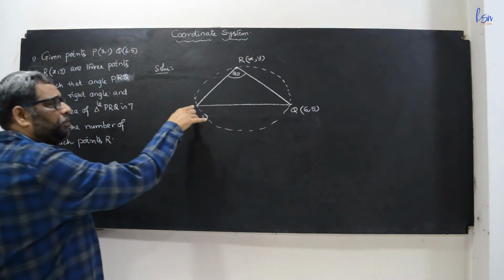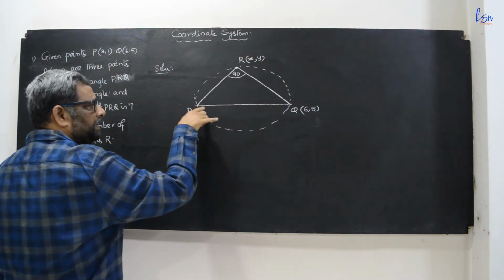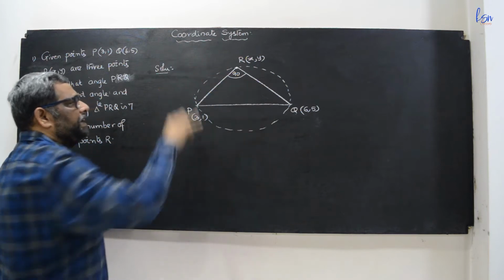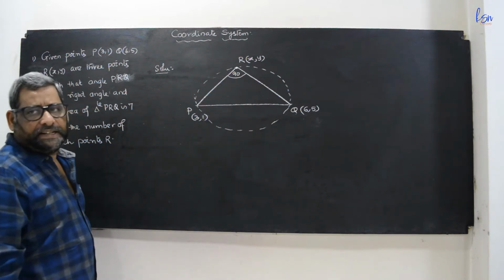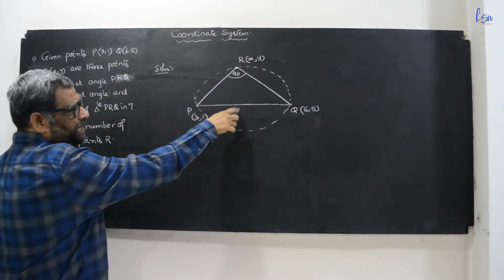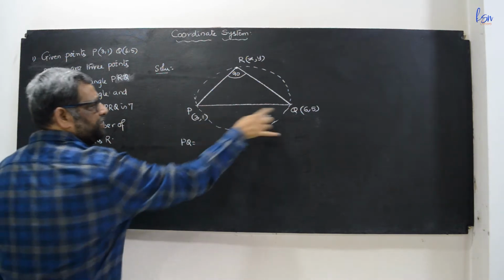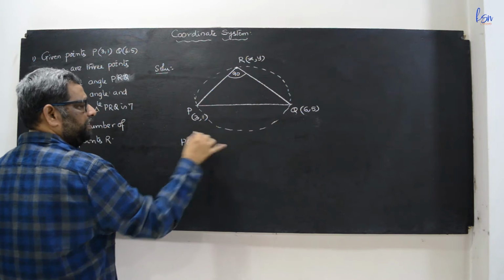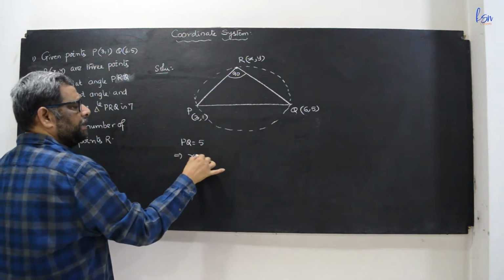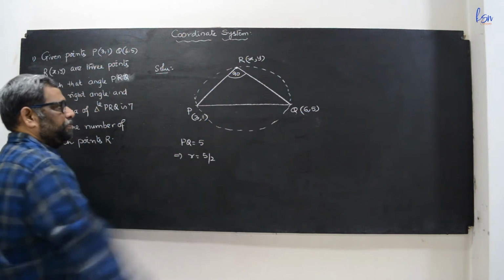Now here P and Q being on the circle, this is a chord which is subtending a right angle at a point of the circle. Therefore PQ will become the diameter. Now PQ is equal to the distance between these 2 points, that is 5, which implies the radius is 5/2.